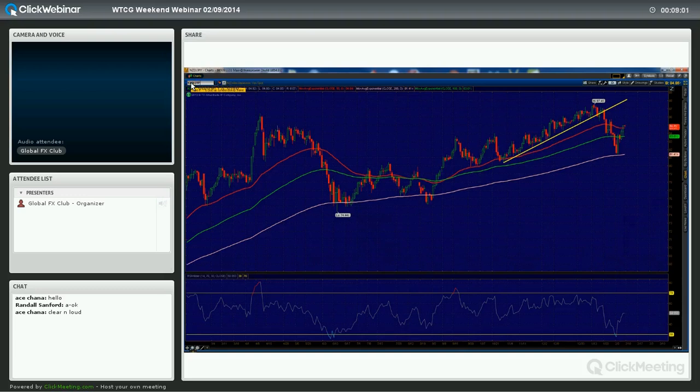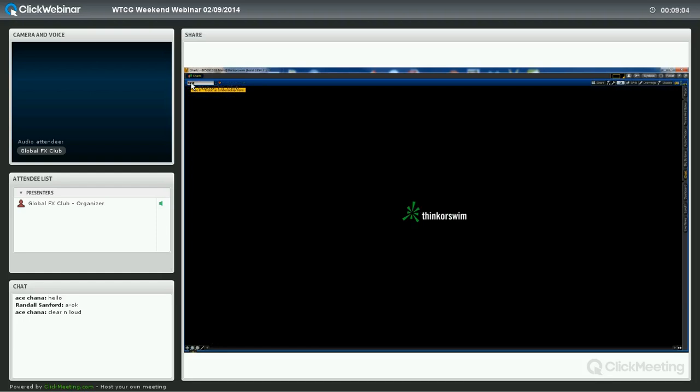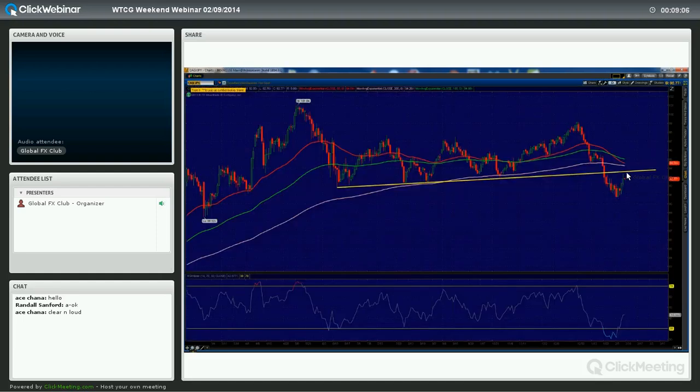CAD yen is actually a pretty decent short. It was a great short up here at about 93.40 with 93.78 stops. Right now you need a 100 pip stop, which is a little bit big, but that's a pretty decent setup right there.